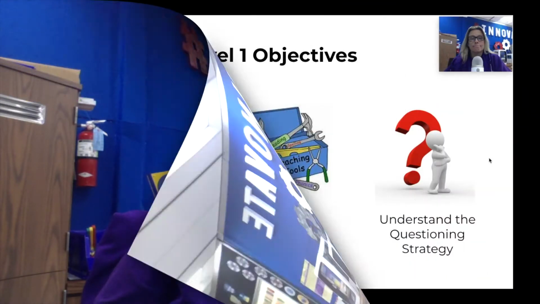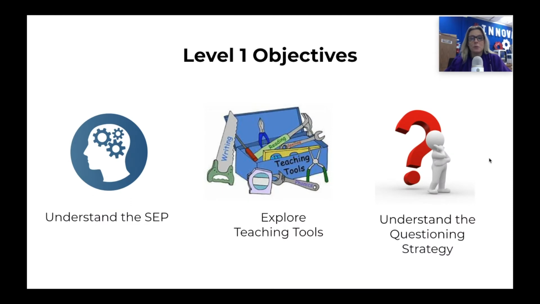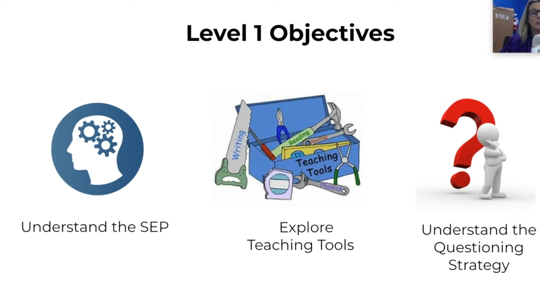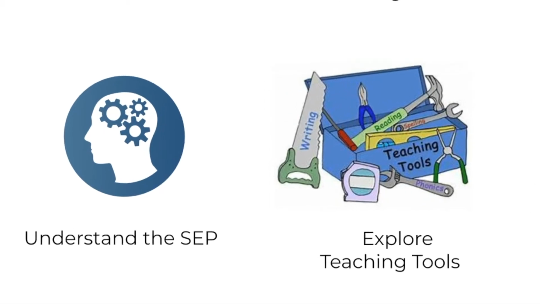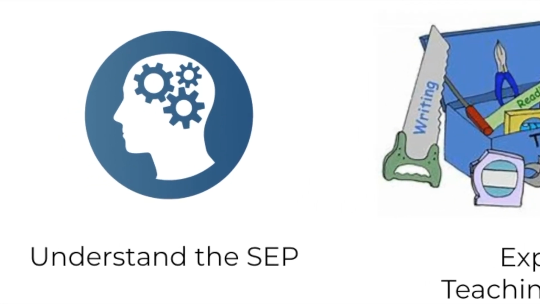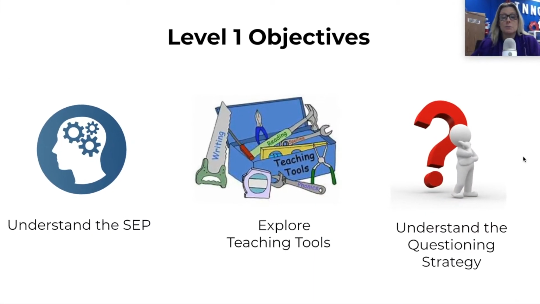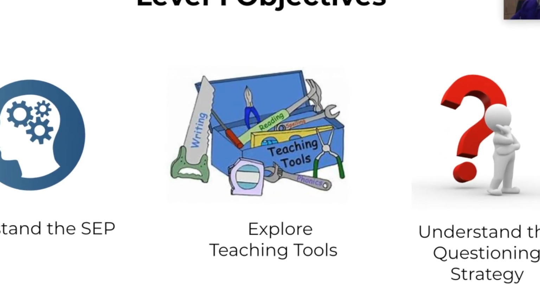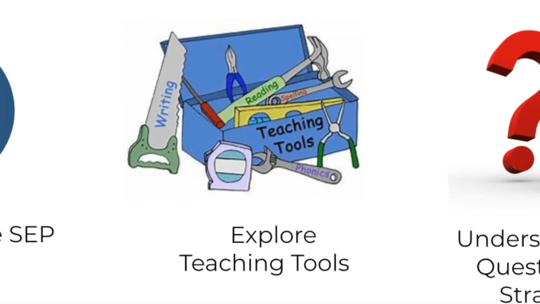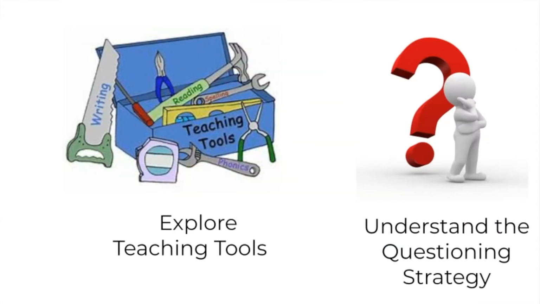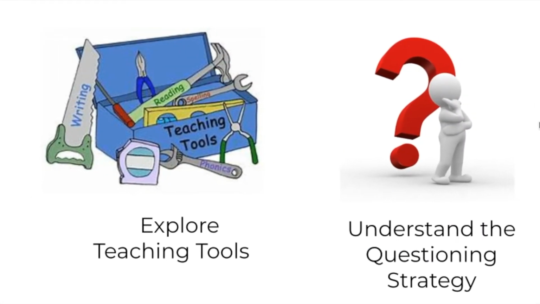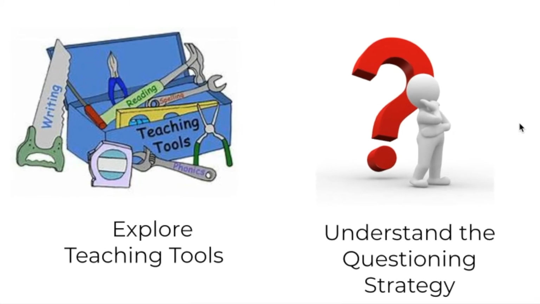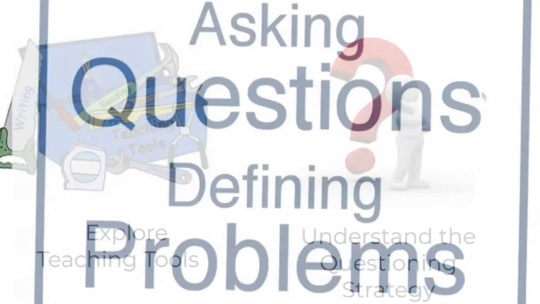In this video, I'm going to walk you through the components and requirements that you're going to need to go through for the Level 1 part of the badge. Okay, teacher friends, here are the Level 1 objectives. You're going to understand SEP number 1, which is asking questions and defining problems. You're going to explore some teaching tools that the students or you will use with the students during the questioning strategy, and then understand that questioning strategy and some tools that go along with that. So let's get started with understanding the SEP.